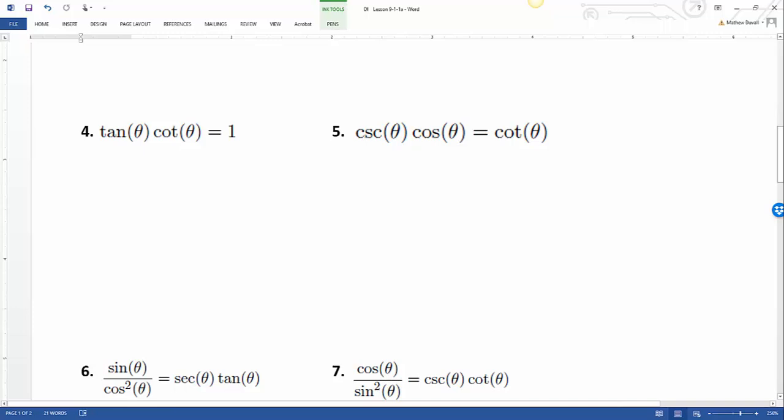So number 4, big identities? No. The algebra? No. Change everything to sines and cosines. Now algebra, these are going to cancel out, so I'm left with 1.